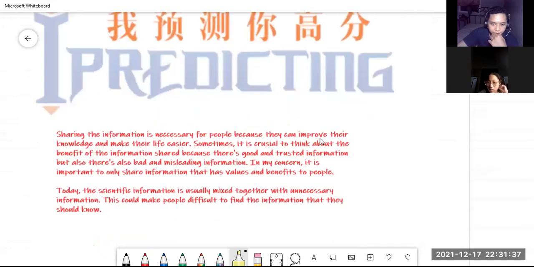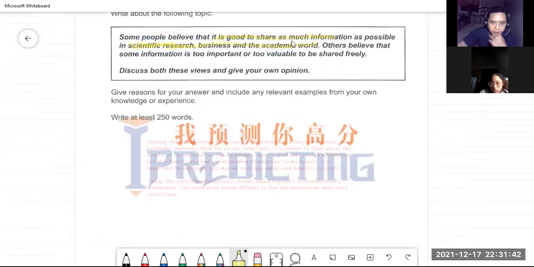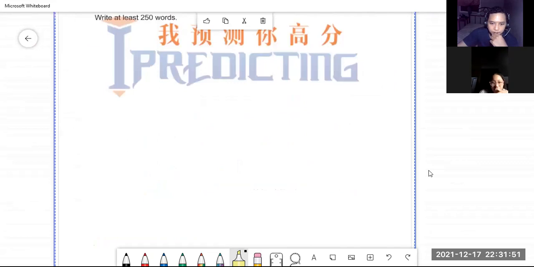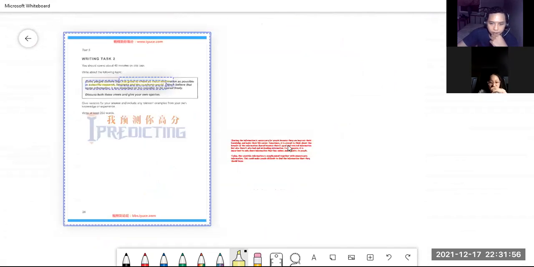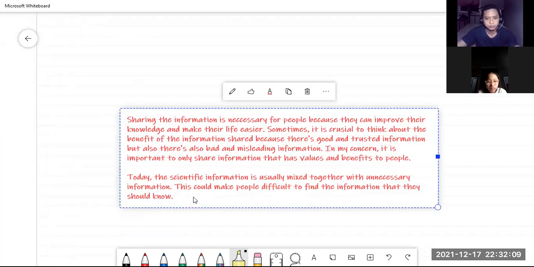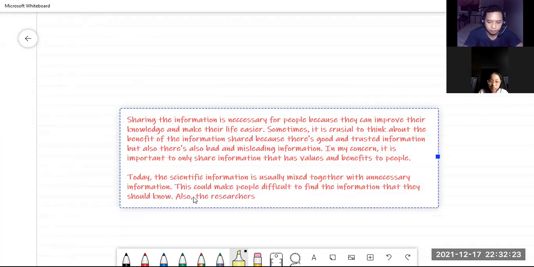What else do you think? Let's see. Today, the scientific information is usually mixed together with unnecessary information. This could make people find it difficult to find the information that they should know. Also the researchers cannot. What do you think we can add here? Do you have any ideas? I have no idea about the researcher.